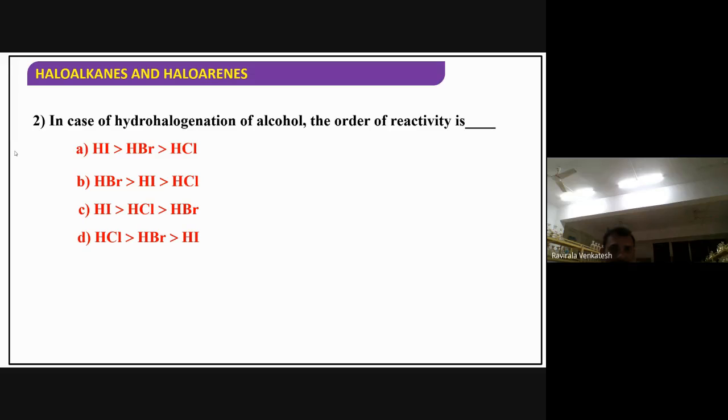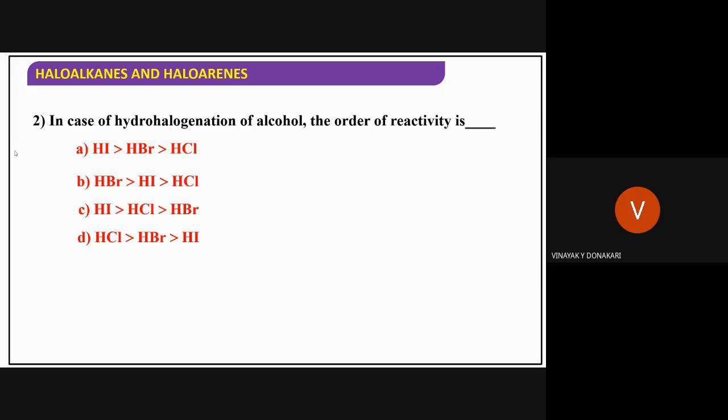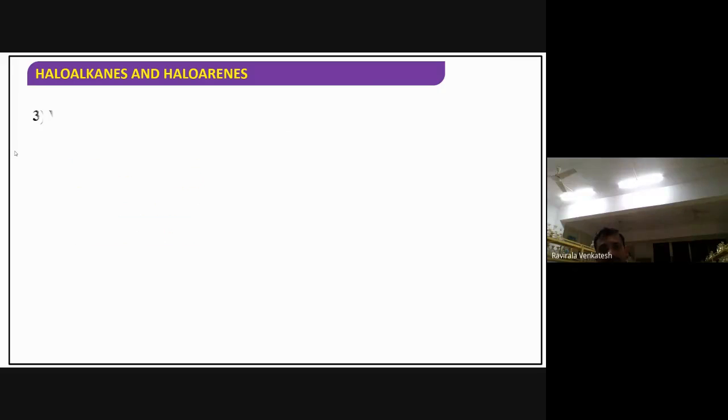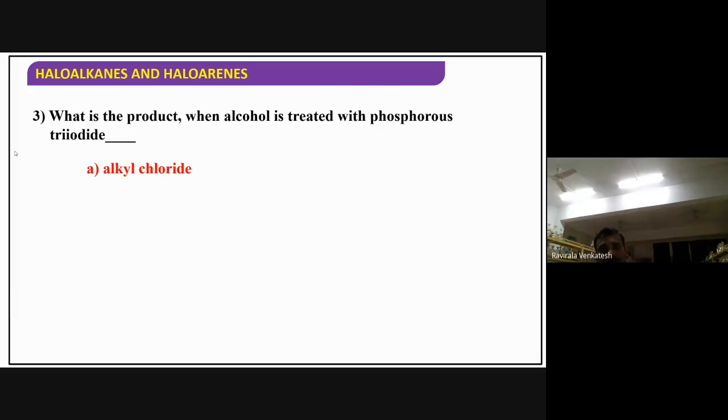Order of reactivity. Order of A, very good. A. Phosphorus triiodide. What is the product when alcohol is treated with phosphorus triiodide?